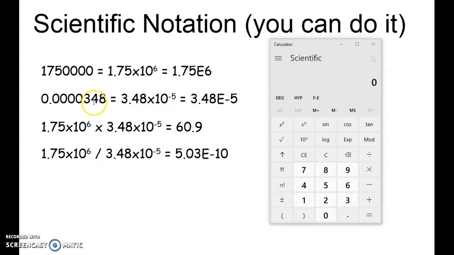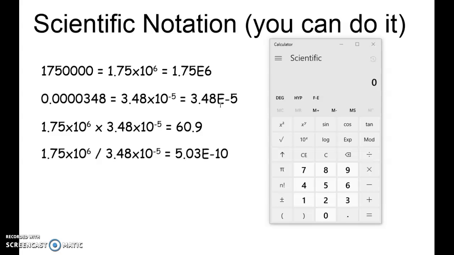So you count the places. If it's a number smaller than 1, then you do a negative exponent. If it's a number bigger than 1, you do a positive exponent. Putting that in the e or exponential notation, it's just 3.48e-5. Most of the time when I write these, I'm going to use the e because it's just the easiest way to write those numbers out.